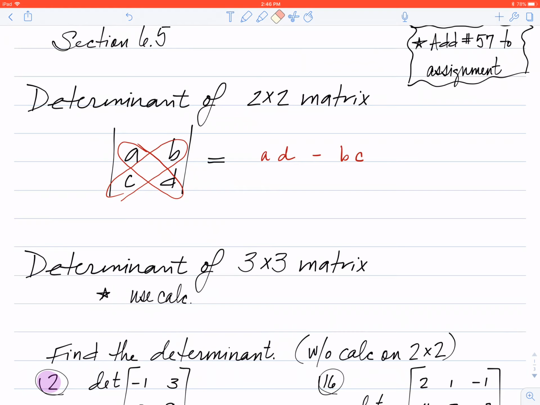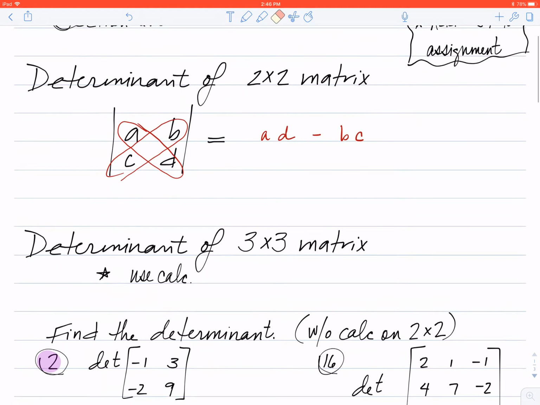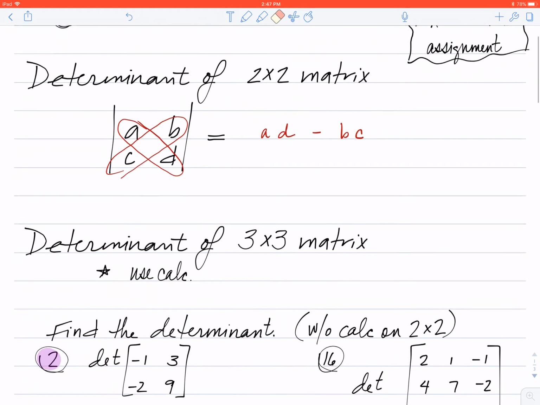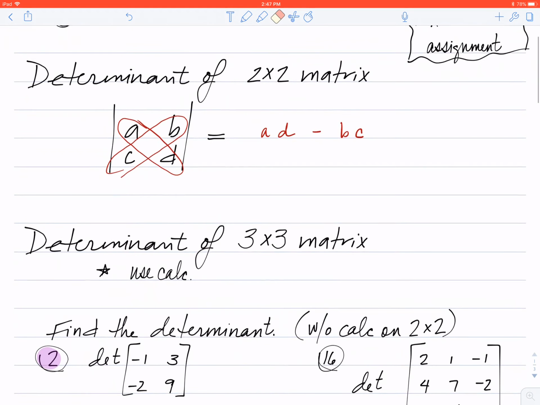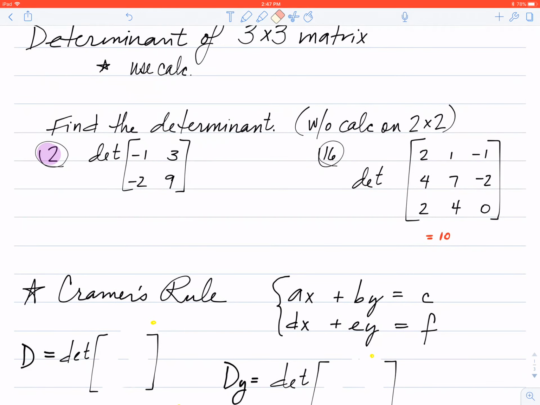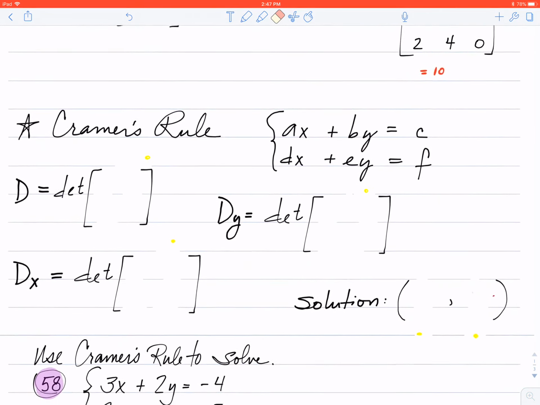If you have to find the determinant of a bigger matrix, you're going to use the calculator for that. And for the record, you can only find the determinant of a square matrix. So notice I've only shown you a 2 by 2 and a 3 by 3. We'll try the next one during class.